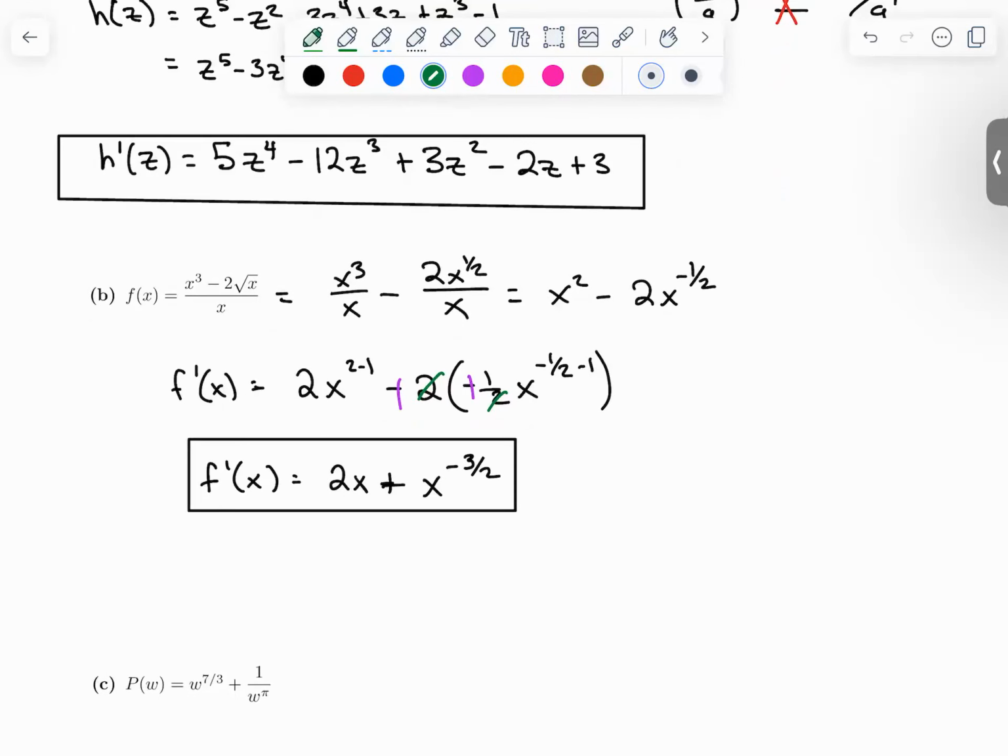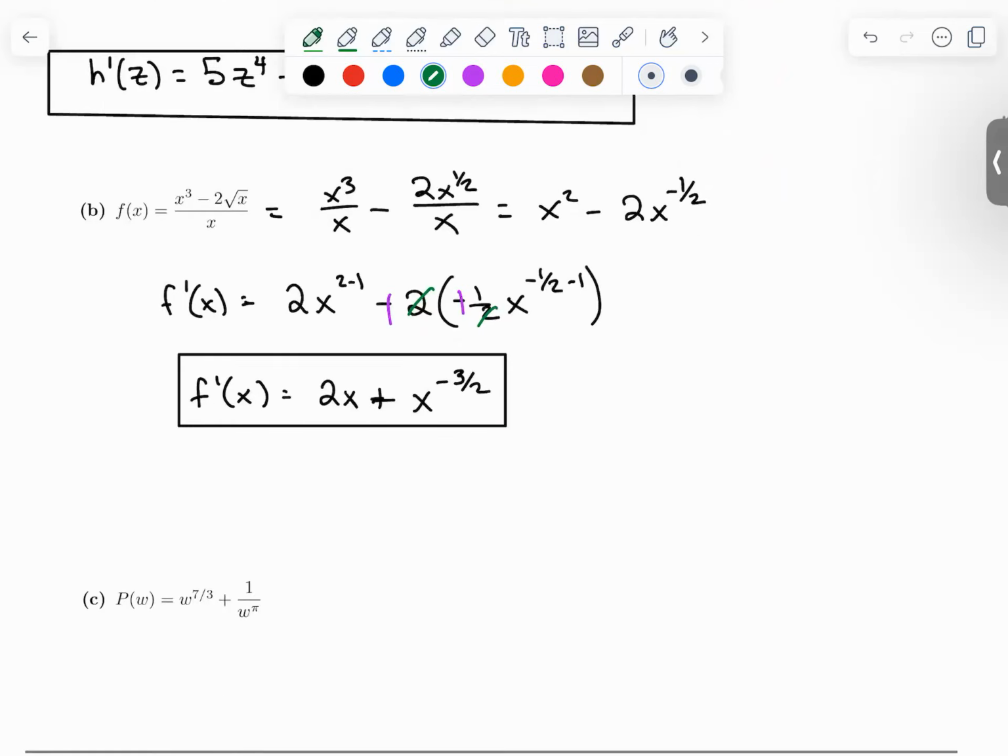Last one. We don't have a rule for 1 over w to the pi. We don't have 1 over w to the anything. We don't have a rule for it. But we do know about exponent rules that says you can rewrite this as w to the 7/3 plus w to the negative pi. So anything 1 over can be rewritten as that thing to the negative version of that power.